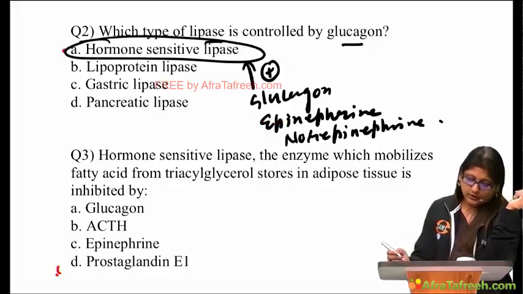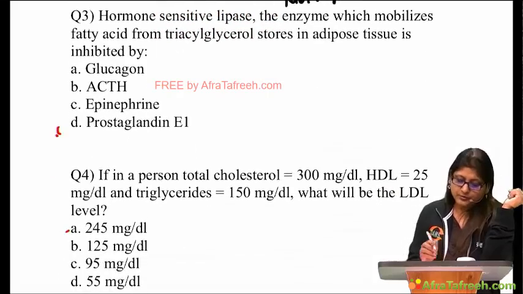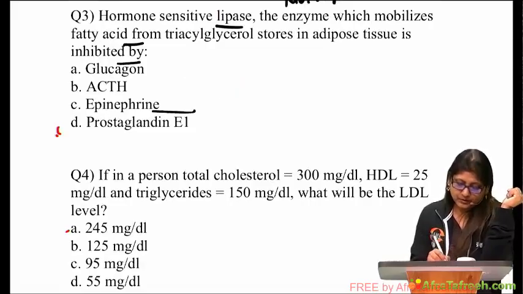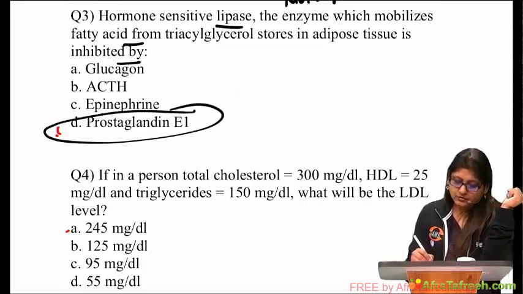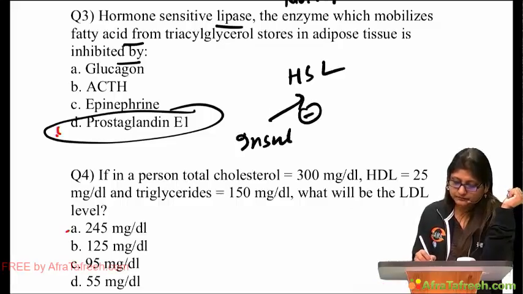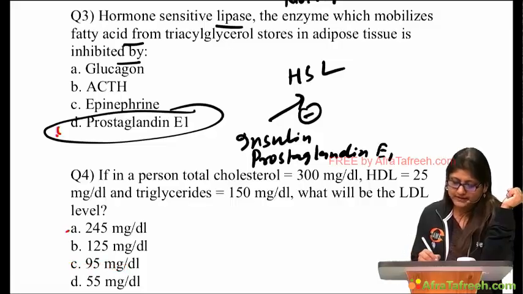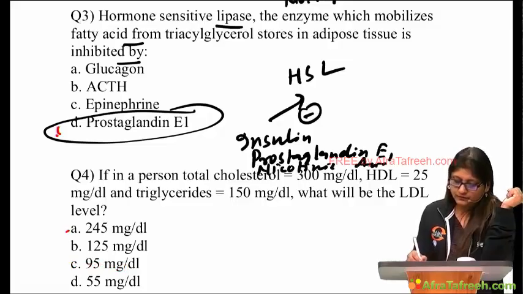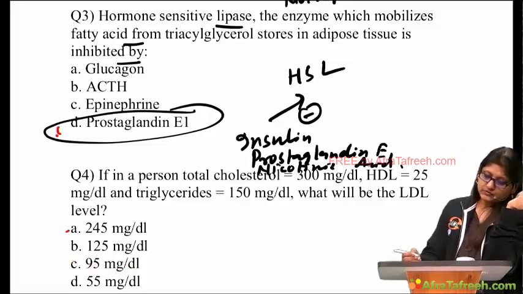Very good. Now coming to the third question. Hormone sensitive lipase mobilizes fatty acid. Inhibited by what? Inhibited by prostaglandin E1. So hormone sensitive lipase is inhibited by insulin, prostaglandin E1 and nicotinic acid. Okay, nicotinic acid. Very good. So the answer is D.